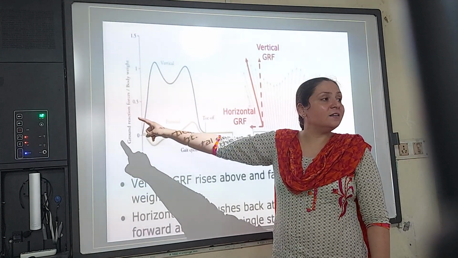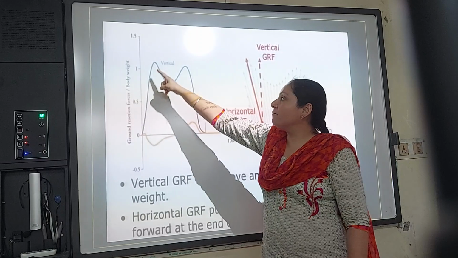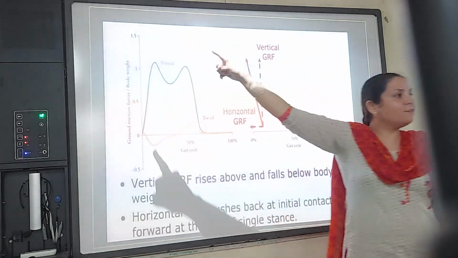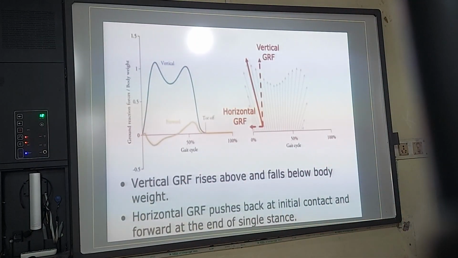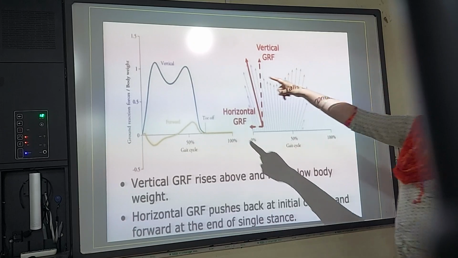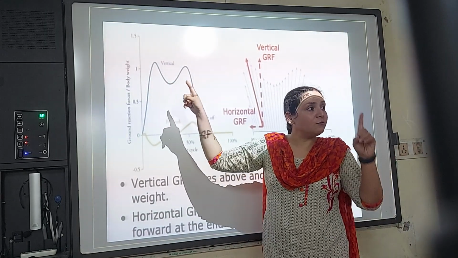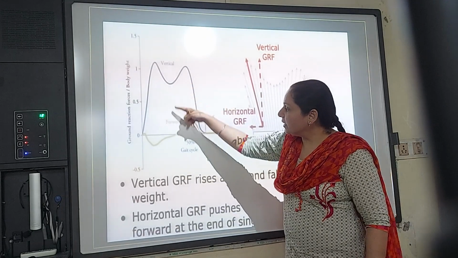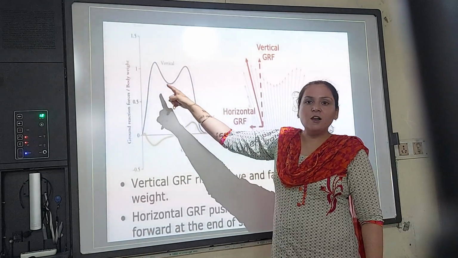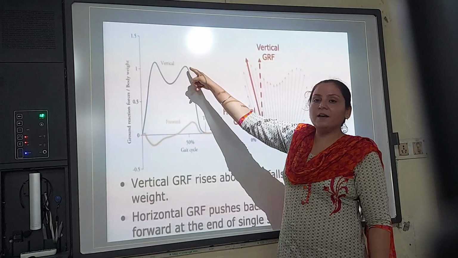What happened at the loading response? There was a first peak. That means there was an increase, or the ground reaction force surpassed our center of mass or our body weight. So that's why this is the first peak we got. What happened at mid stance? There was a fall, but it was vertical. Is this vertical? And there is a fall? Yes.